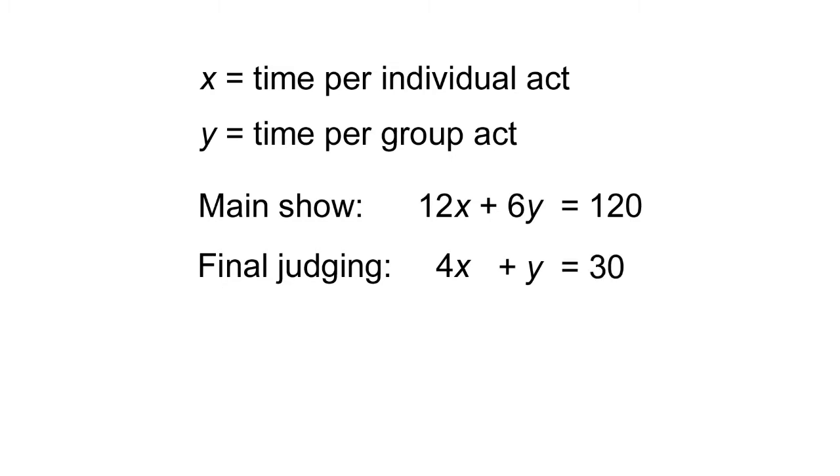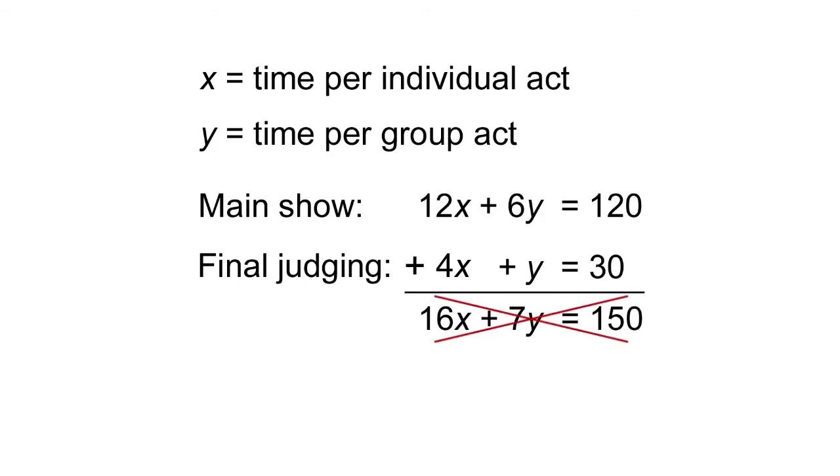I should be able to combine the 2 equations and then eliminate either the x or y variable. But when I add the equations together, I get this. I haven't eliminated either variable. So that's not going to help. I must have done something wrong. Or maybe my equations are wrong.